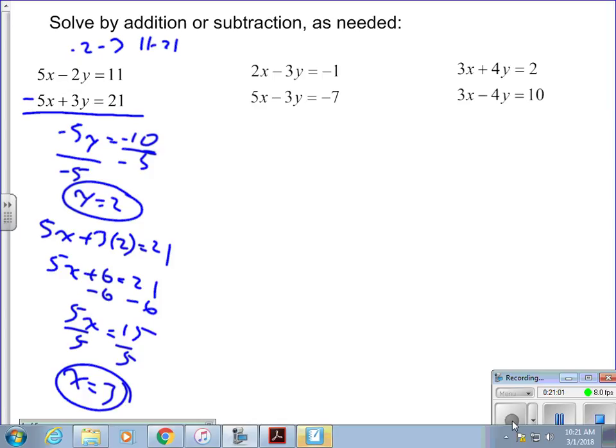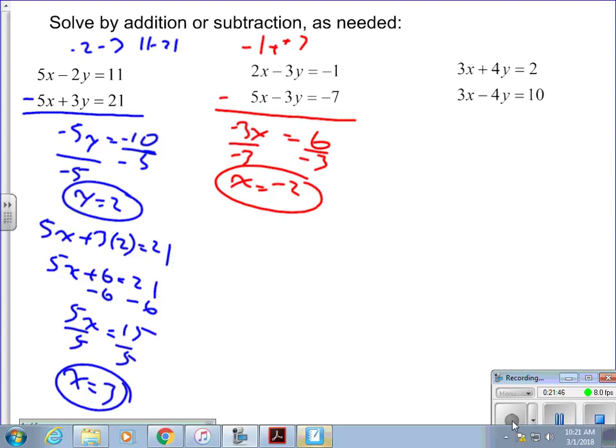Second one, I also have two exactly the same, so on this one I'm going to subtract because I have two exactly the same, my bad. So I subtract. 2 minus 5, negative 3x. Negative 3 minus negative 3, anything minus itself is 0. Negative 1 minus negative 7, you change the double negative, so you get negative 1 plus 7 is 6. Divide by negative 3. x equals negative 2.